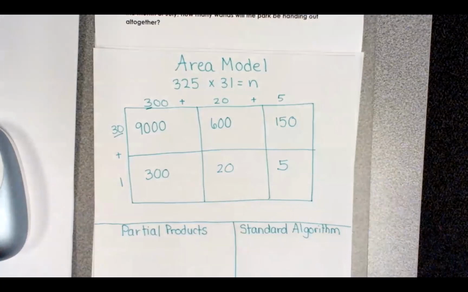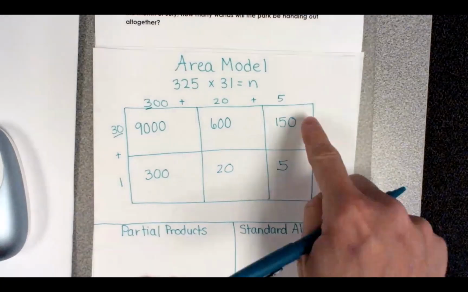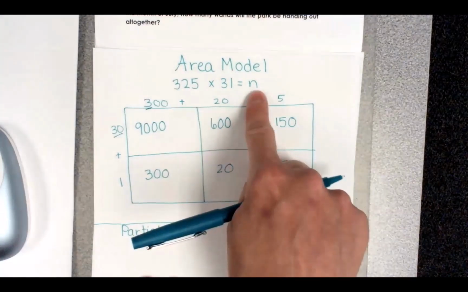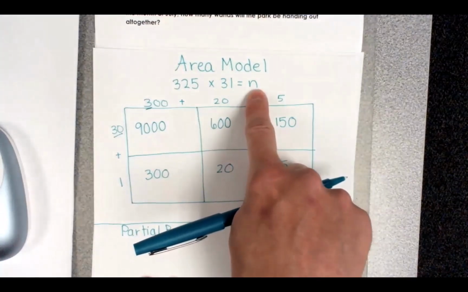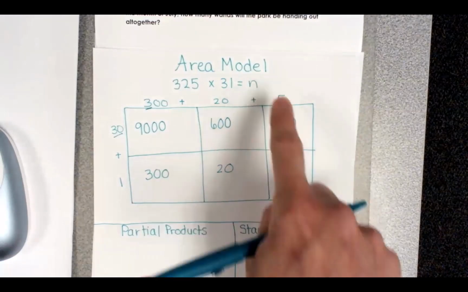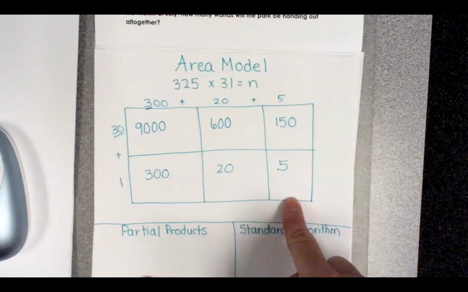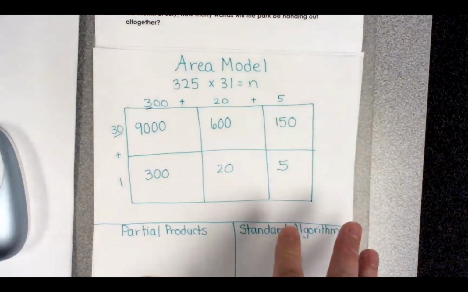So again, when I'm talking about the area model, I'm going to connect back to what my students know. I know that this entire space inside here is going to represent that n, or that total product, which is how many wands the park will be handing out all together in the month of July. So with all of this together, my area is equal to that product.